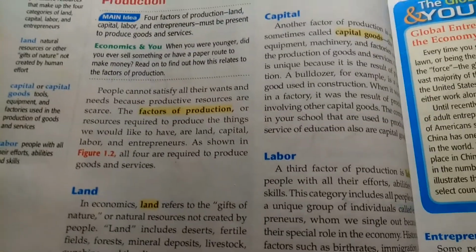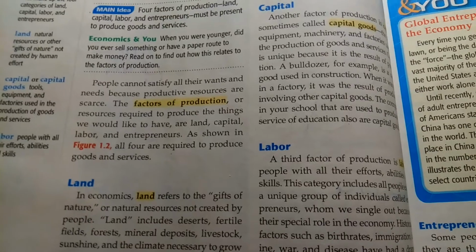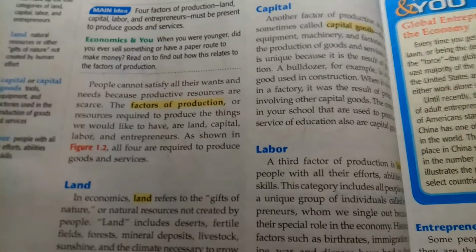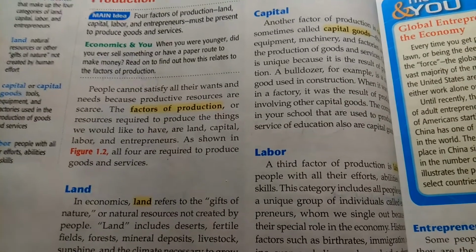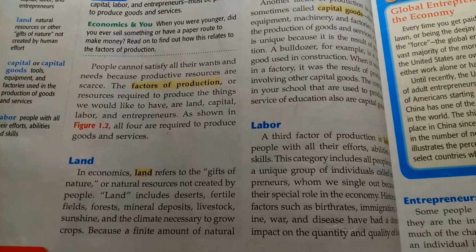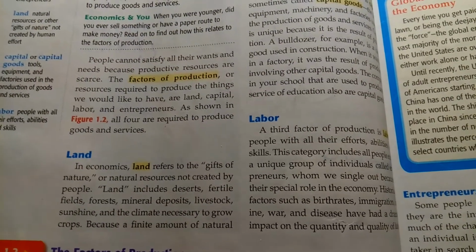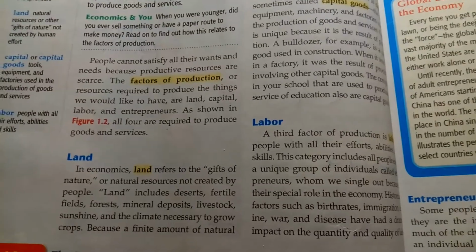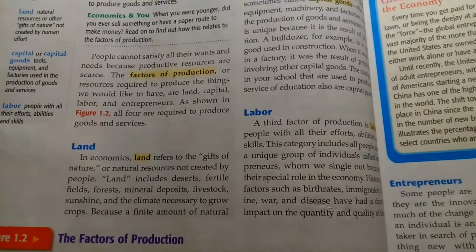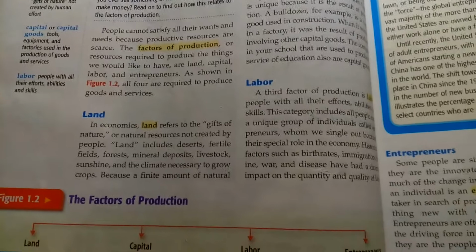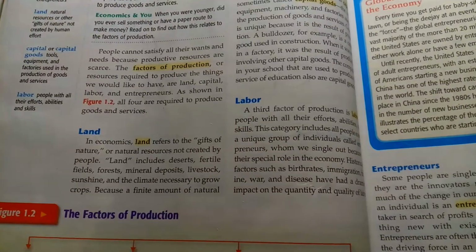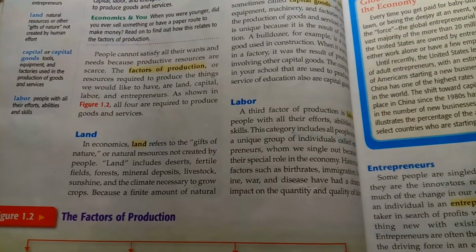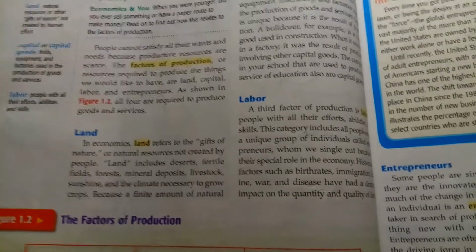People cannot satisfy all their wants and needs because productive resources are scarce. The factors of production, or resources required to produce the things we would like to have, are land, capital, labor, and entrepreneurs, as shown in Figure 1.2. All 4 are required to produce goods and services.